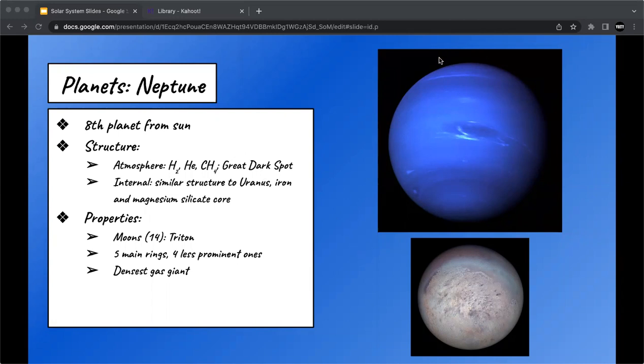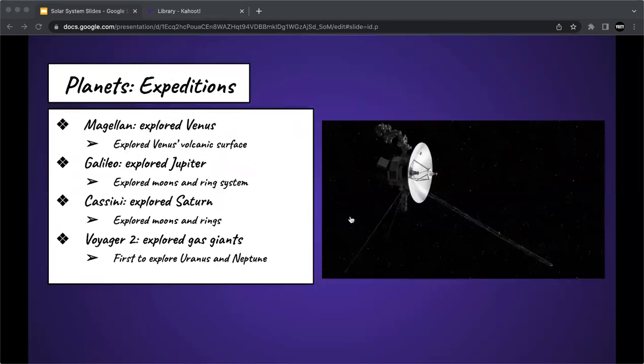Okay, let's just move on to some planetary expeditions. So there's obviously many of them, but I just chose these ones. First, we have Magellan. This explored Venus. It studied its volcanic surface. Next, we have Galileo. Galileo explored Jupiter and its many moons and rings. We have Cassini, which explored Saturn, its moons and rings.